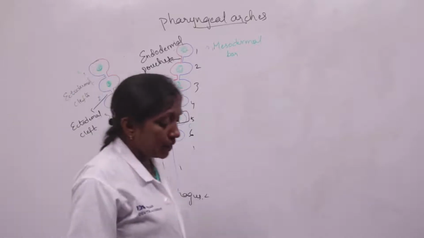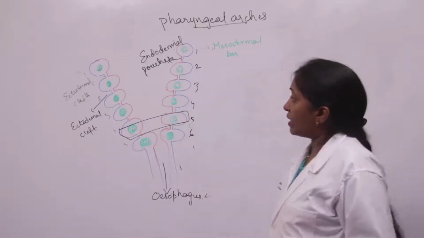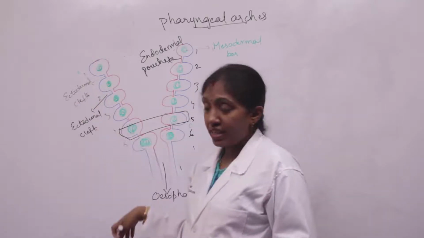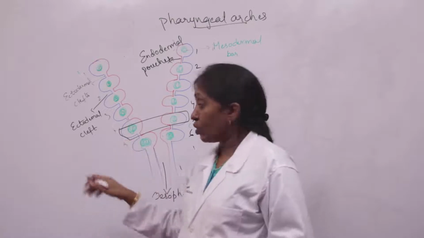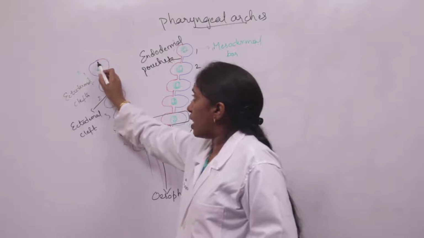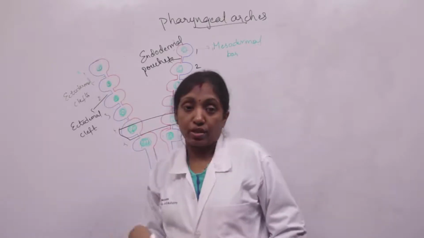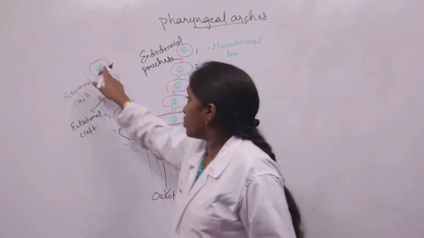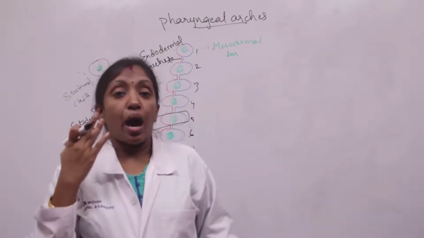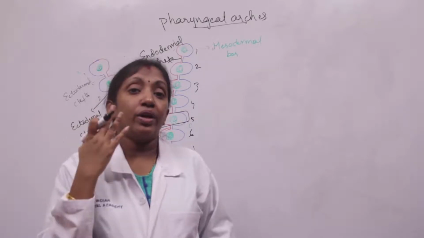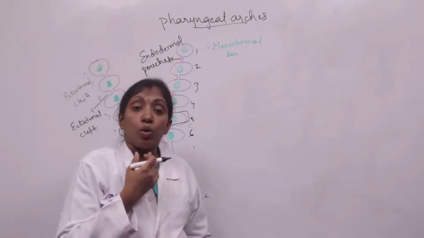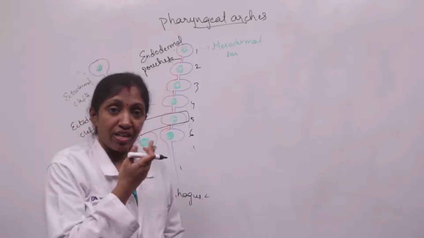So the mesodermal arches are over, and coming to the ectodermal clefts. Totally we have 5 ectodermal clefts present. Out of these, the fifth one disappears. So totally we have 4 ectodermal clefts seen. The ectoderm covering the first mesodermal arch forms the skin over the lower lip, lower jaw, upper lip and upper jaw cheeks.